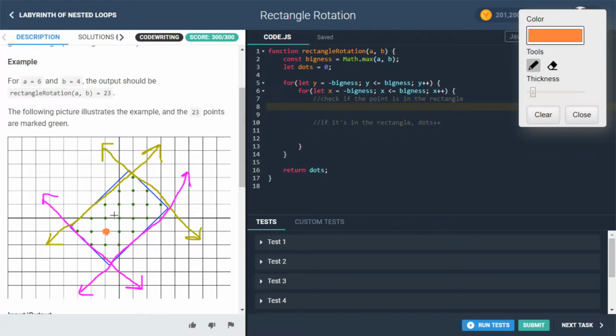We want to check, is it inside the rectangle? So basically this point over here is going to have both an x value and a y value. So we'll say that's (x, y) over here. Now this line over here would basically have a y = mx + b equation, right? So we would say y = mx + b.